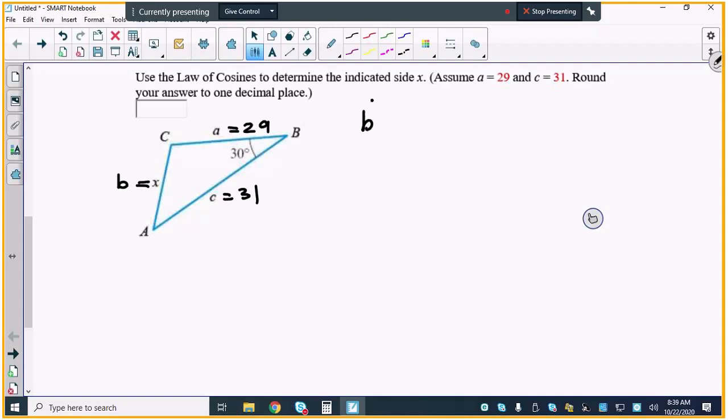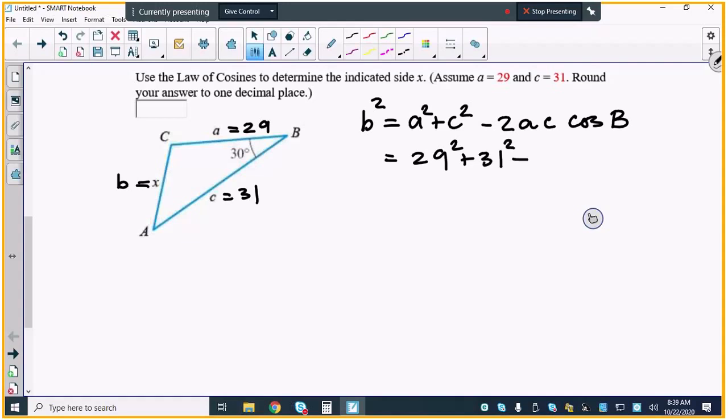So we know that B squared should be equal to A squared plus C squared minus 2 times A times C times cosine of the angle B. So that is 29 squared plus 31 squared minus 2 times 29 times 31 times cosine of 30 degrees. And because I eventually have to use a calculator, I'm not going to worry about finding cosine 30 degrees from the table, just do everything in the calculator.